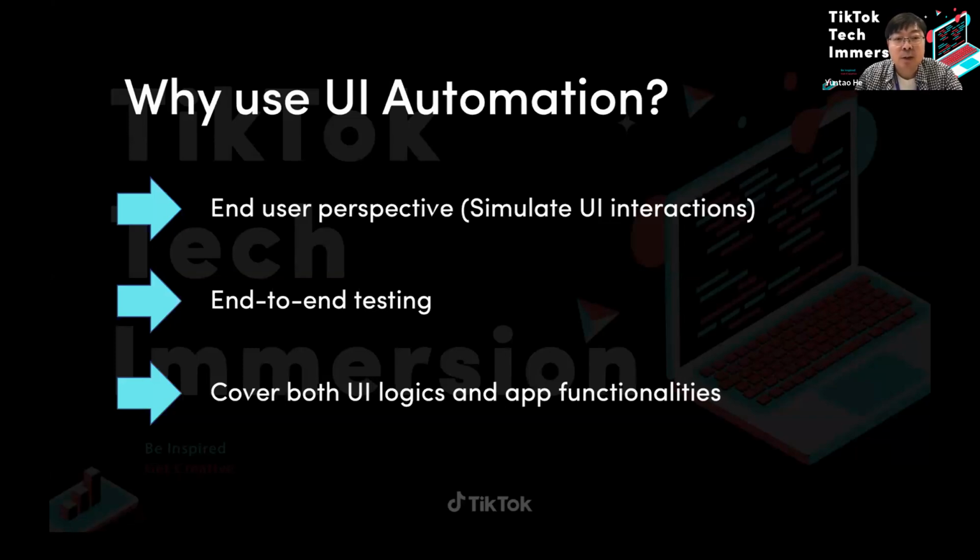Also, UI automation makes it easy to do end-to-end testing. For example, you open the app, do the login and all the actions, and then do the validations. After that, you close the app. All the steps we can do in UI automation, and also do the validation for each of the steps.